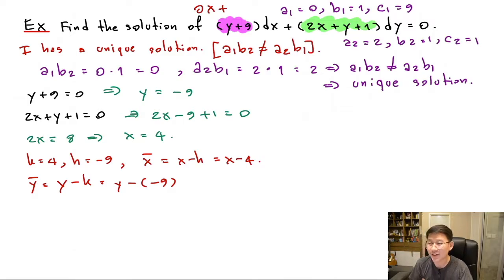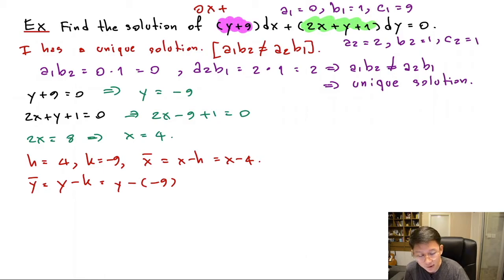Oops, sorry, it's the other way around. Sorry. h is the solution of x. So h is 4 and k is minus 9. Sorry, my bad. Okay. So y minus k, but k is minus 9. So it would be y minus 9, which is y plus 9. Yeah? Clear?